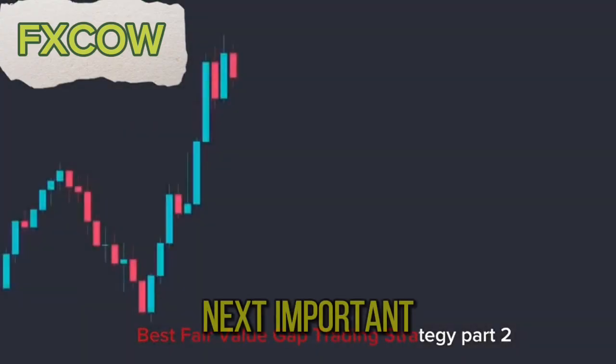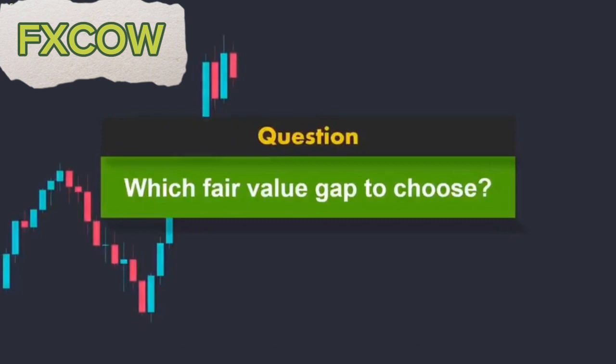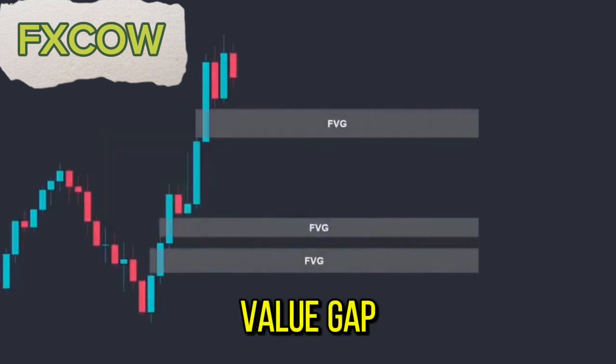Now we reach the next important topic. Which fair value gap to choose? Here these are fair value gap areas marked on the chart. The idea is to wait for the price to enter these zones and look for buying opportunities. However, we are only interested in these two areas.